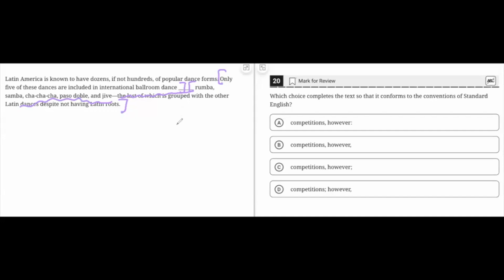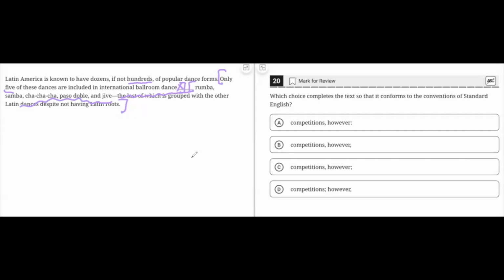So to determine where the word however belongs, we have to determine where contrast is needed. Let's go back to the passage. Here in sentence 1, this part here, it states that Latin America has many popular dances. Then in sentence 2 with the main clause, it goes on to say only 5 of these dances out of hundreds are actually included in these competitions. There is the contrast. So what this means for us is that the word however should be here in this first part, not in the second part.